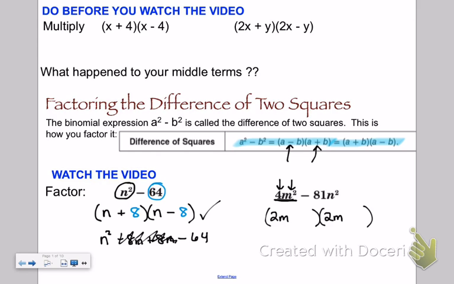Let's look at our second term. We have 81n squared. So let's start. What times itself is 81? 9. What times itself is n squared? N. And then I know from my formula that I need alternating signs, a plus and a minus, or a minus then a plus.